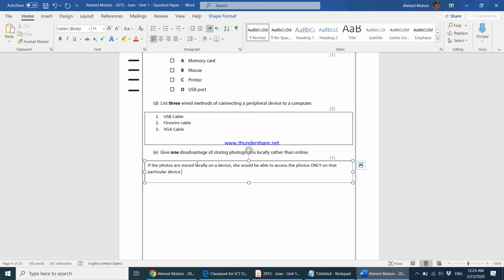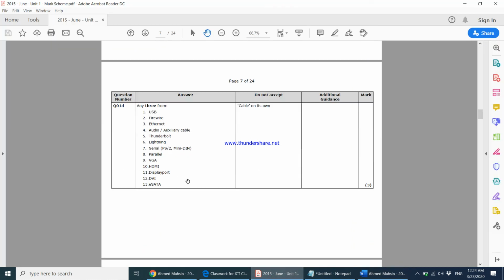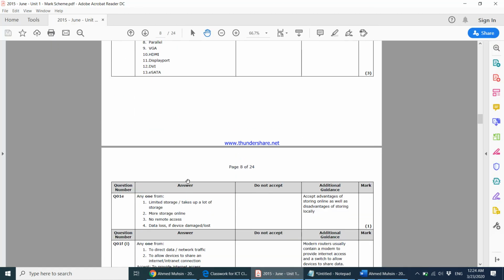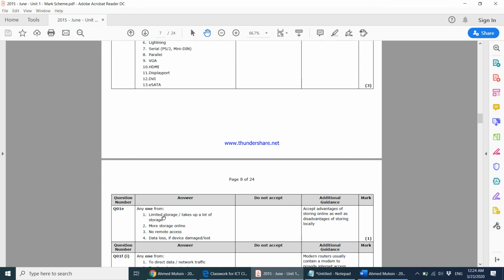If you do check the marking scheme, it speaks about the fact that local storage is limited. There is more storage available online. We spoke about this, no remote access. And also in online, there are better backup methods. If you lose your data online, backup is automatically done, and there are better chances of you recovering your files when you do it online rather than using your local storage.